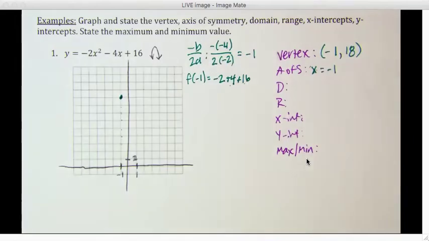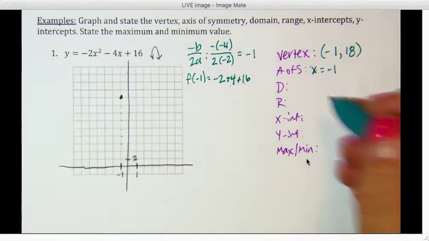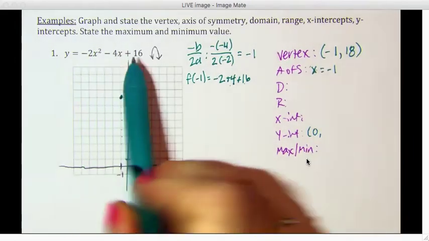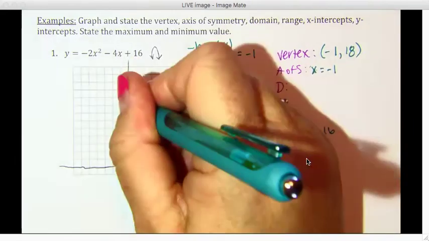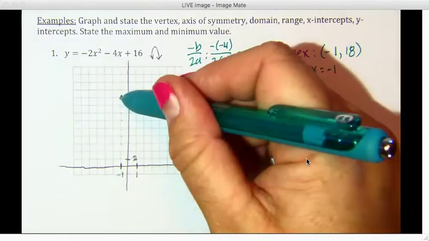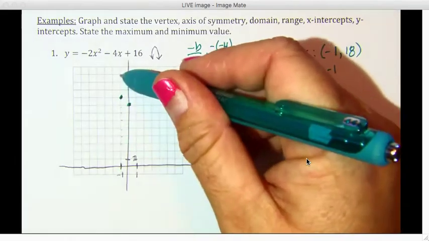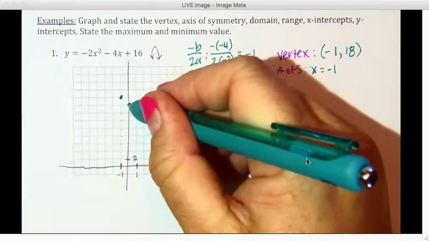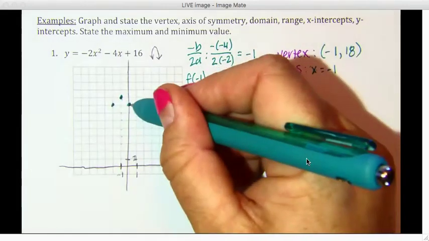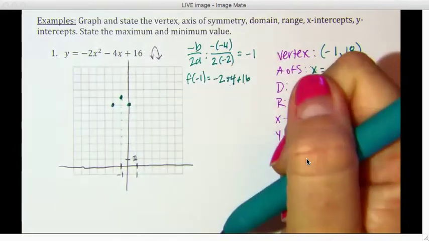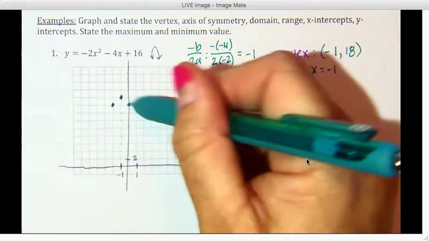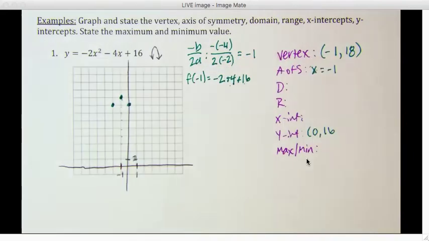I can also find my y-intercept fairly easily by plugging in 0 for x: 0, 16. So that would be here. And I know that parabolas are symmetric across this line, the axis of symmetry here. So I can plot the same point on the other side. So however far over I went here, I would go over the same distance in the other direction. And that gives me 2 points. I actually know what my graph looks like at this point, but I'm going to wait to plot it.